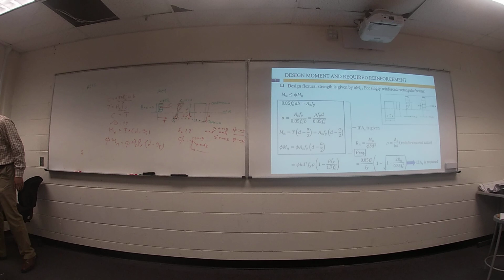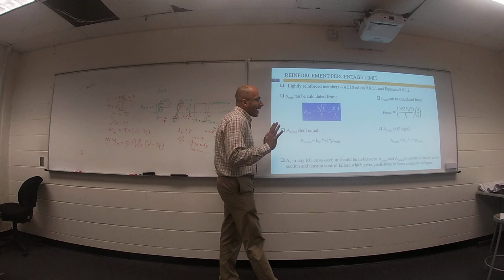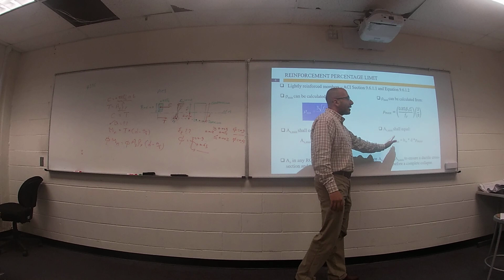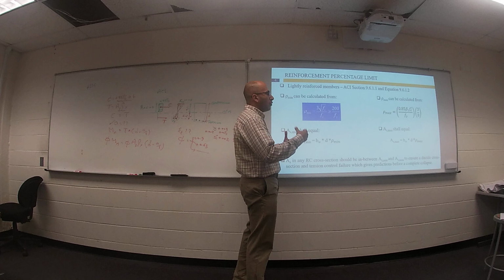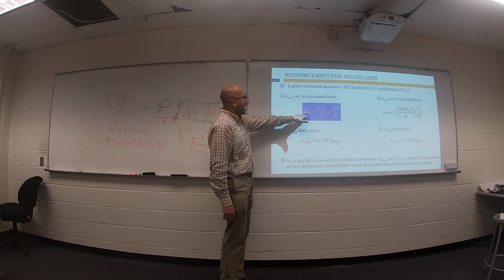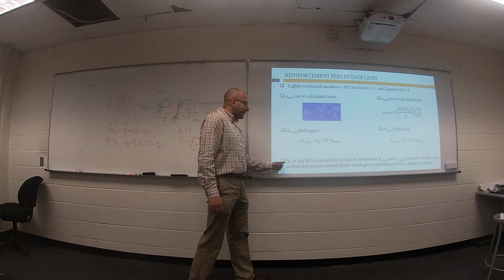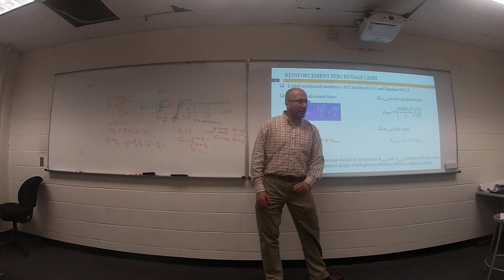Also, last time we talked about, hey, not any area of steel will be accepted. Your area of steel in your cross section must be in between something minimum and something maximum. So we have area of steel minimum and area of steel maximum. Actually, we don't have an actual equation for area of steel minimum and maximum, but we have rho minimum and rho maximum. Once you get rho, you can get your area of steel minimum and maximum. The area of steel in any reinforced concrete cross section must be between the minimum and the maximum.